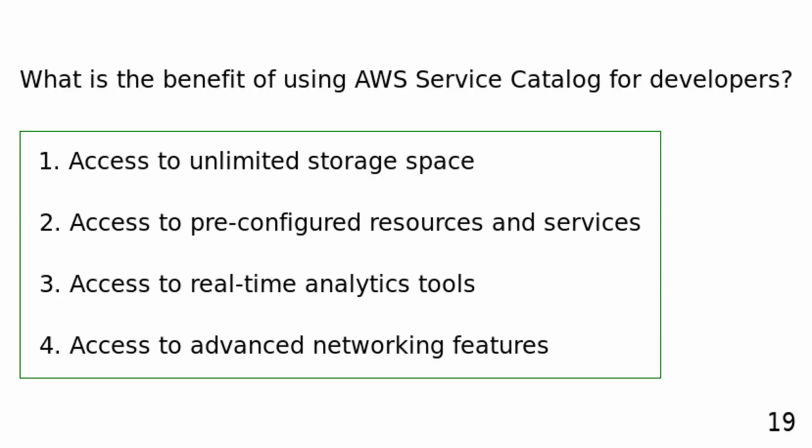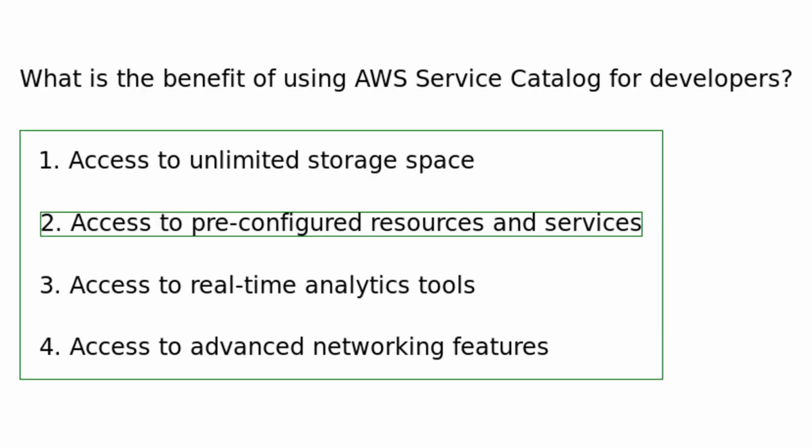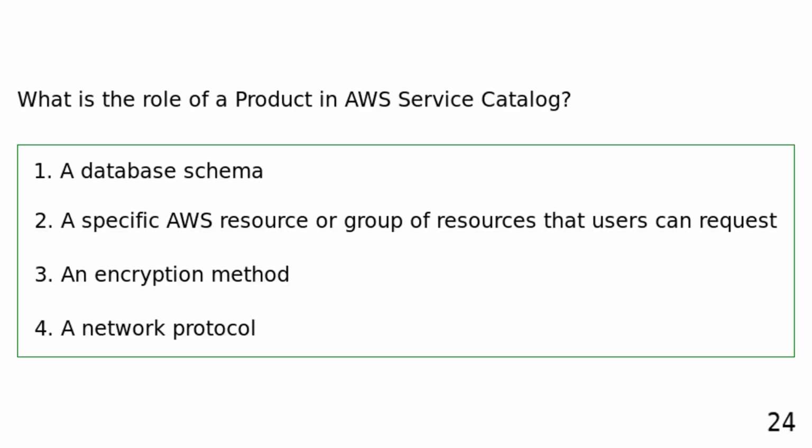Access to unlimited storage space. Access to preconfigured resources and services. Access to real-time analytics tools. Access to advanced networking features. AWS Service Catalog provides developers with access to preconfigured resources and services, allowing them to quickly provision the necessary infrastructure for their applications. What is the role of a product in AWS Service Catalog?